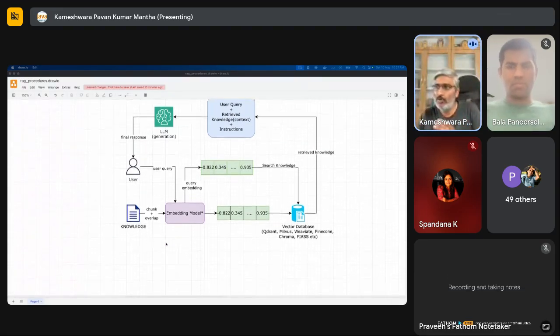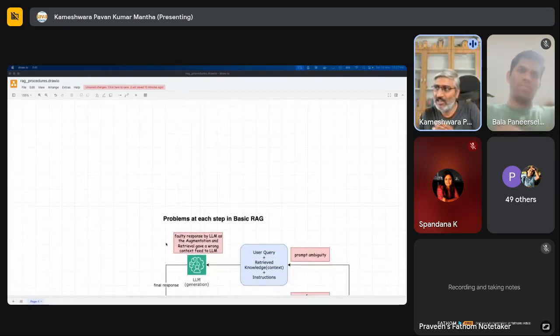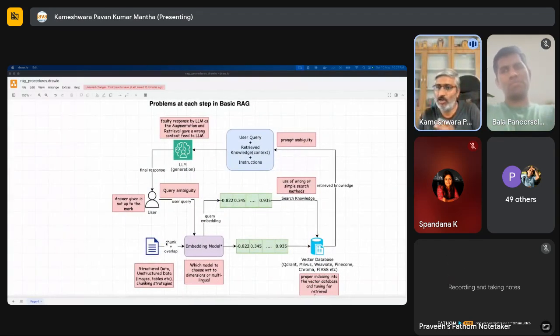Now let me go to a little advanced explanation of what could happen. As I said, every step of a RAG has too many problems in it. So now let's start. Your document can deal with what? Structured data, unstructured data. Structured data is all fine, no issues at all.